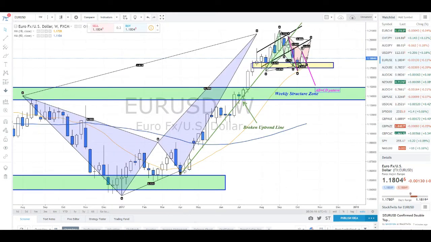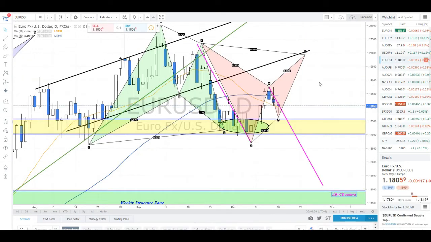EURUSD opened the week with a little bit of bearish pressure following the elections in Austria that gave a serious boost to the far-right party, but that bearish pressure was later on erased during the day, and now we see EURUSD above 1.18 again. In this week's newsletter I mentioned two supporting elements for EURUSD.